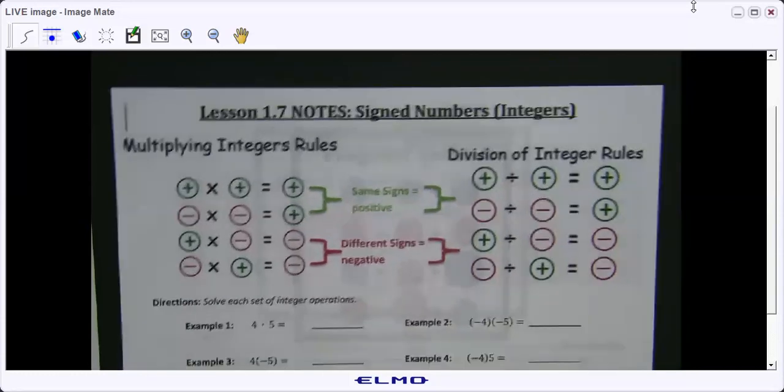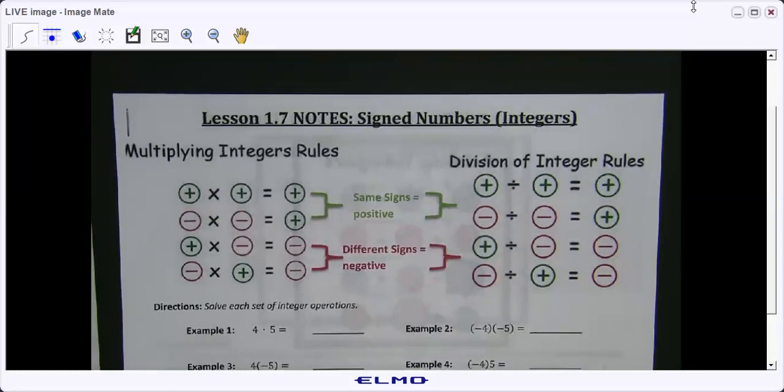So looking at this first page, we're just focusing on multiplying and dividing. That seems to be the easiest to work with. And the thing to remember with this is if the signs are the same, your answer is positive. If the signs are different, your answer is negative. So you complete the operation like normal. And then if both signs are the same, your answer will be positive. If both signs are different, your answer will be negative. So let's look at this.